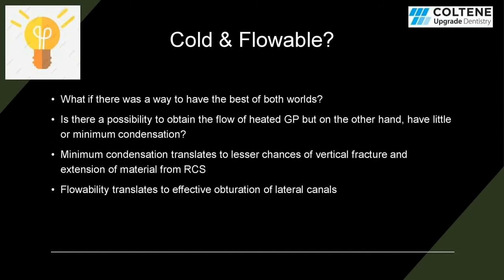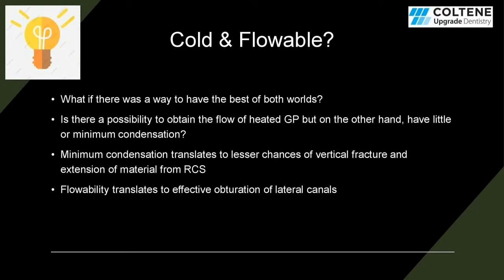So here comes the interesting part. What if we can have the best of both worlds? What if we can have the properties of a cold and flowable obturation? The problem that we would be solving is the risk of a vertical fracture due to the compaction forces in a warm vertical compaction, and we would also have the flowability of a warm vertical compaction with virtually minimum condensation. Is that possible? Let's go and see about it.